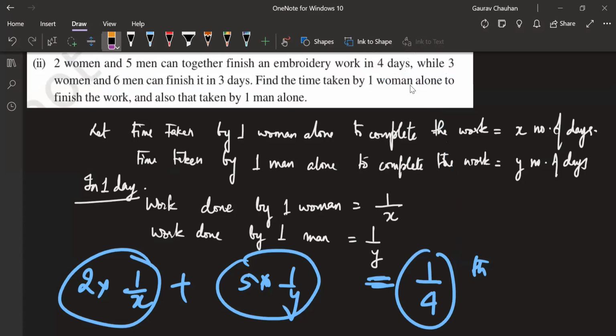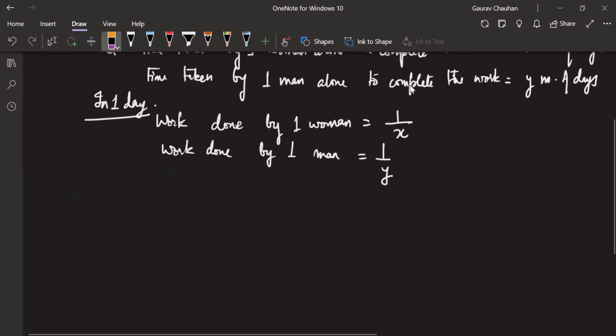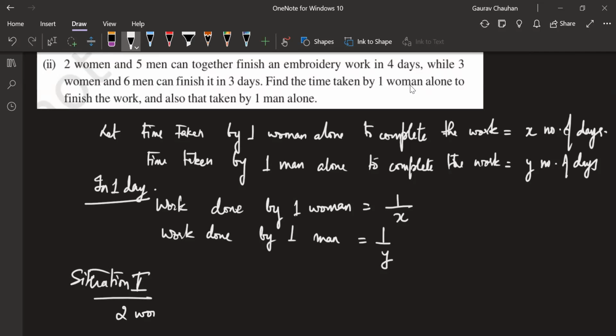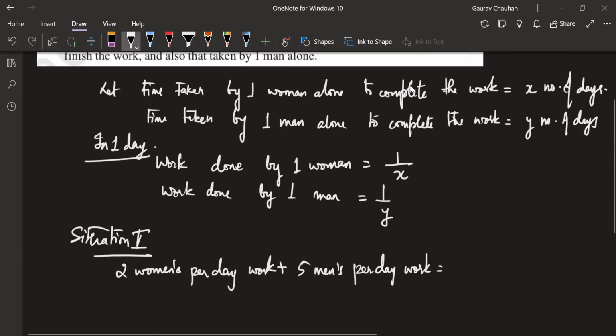Okay, I'm going to write it again very clearly so that people who are little not paying attention can follow, and we're very solid here, right? Let's see this. Okay, situation 1. This is the first situation. What is this? 2 women's per day work plus 5 men's per day work is equal to 1/4 of total work.